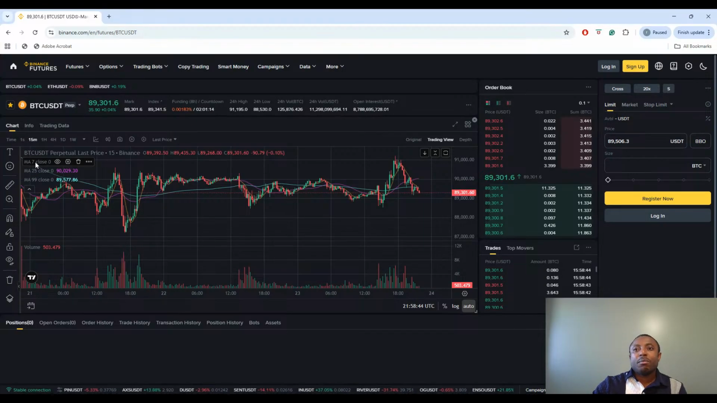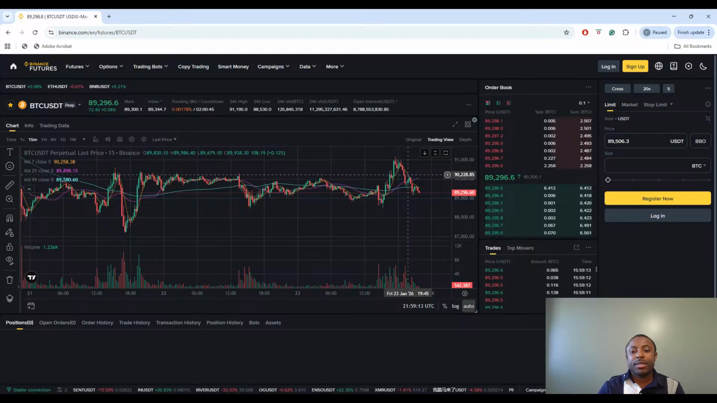You're going to see here MA7, so moving average 7. It means the average of the last seven candles on the 15 minutes time frame. So the last seven closes. Every 15 minutes, another candle is formed. So if you add the closing prices of the previous seven candles and divide that by seven, then you're going to have the value here. That will give you the value of that moving average 7. That's why you see here 7.